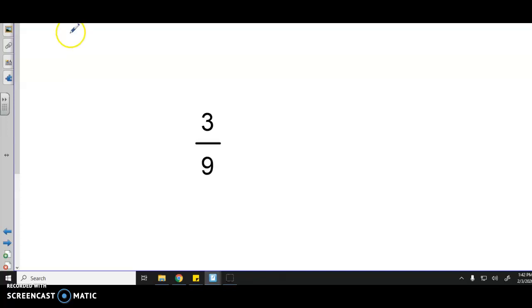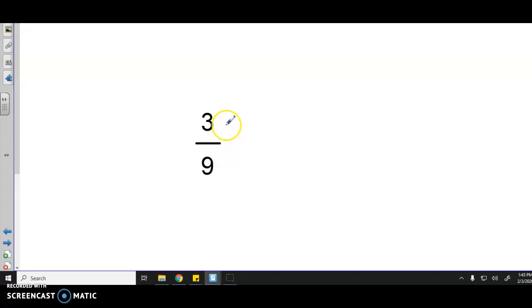If I wanted to find an equivalent fraction for 3/9 where those numbers are larger, I could multiply by 2 or 3 or 10 or 18 or 5,376. It doesn't matter. I can multiply by any number I want. But to reduce fractions, we're going to divide the top and bottom by the same number, but the numbers that you can use are limited to only factors of both the top and bottom number.